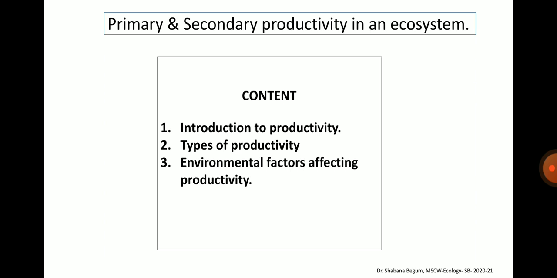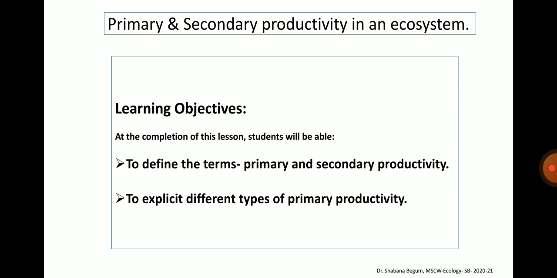The content of the paper being the introduction to productivity, the types of productivity, and the environmental factors affecting productivity. The learning objectives are to define the terms primary and secondary productivity and to explain different types of primary productivity.